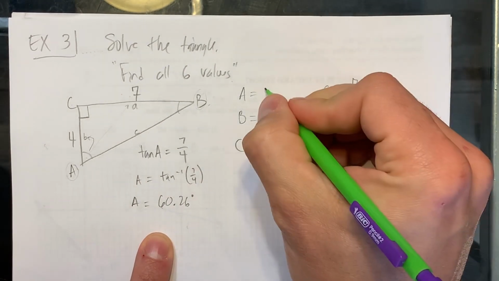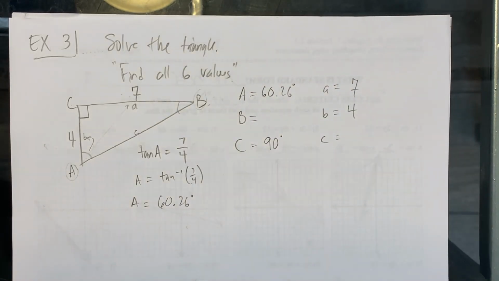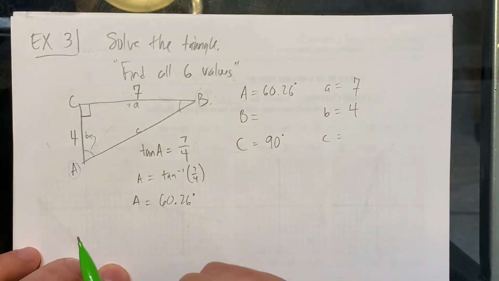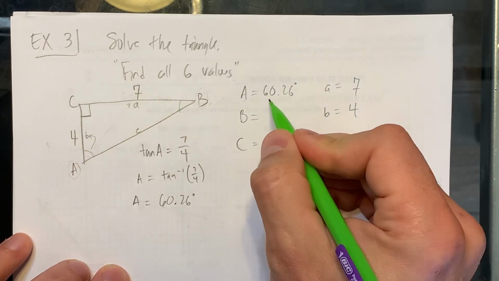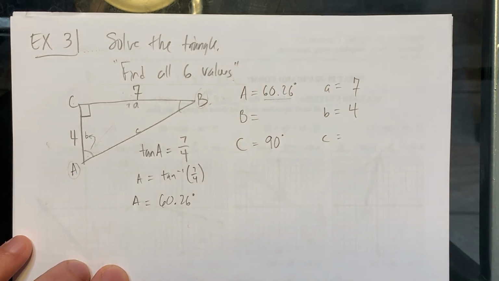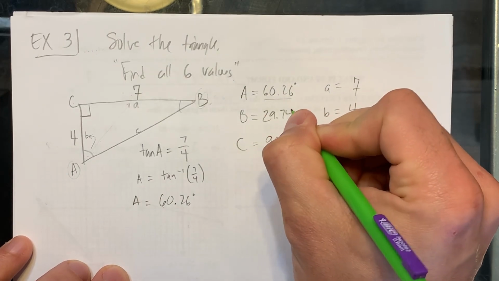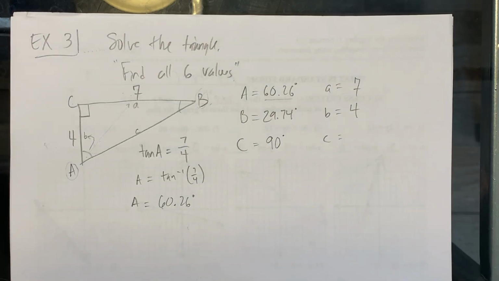60.26 degrees. So we can put this up here, 60.26 degrees. Now, one thing that I know is that the three angles of any triangle always add up to 180. I know that this one is automatically 90, so I can subtract angle A from 90 to get angle B, which is going to be 29.74 degrees. All right, so we have one left to go.